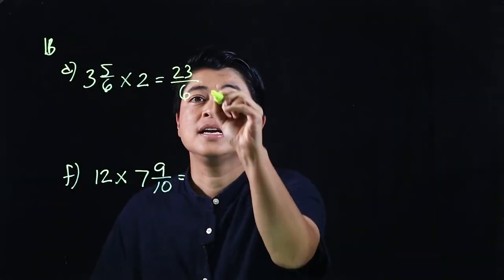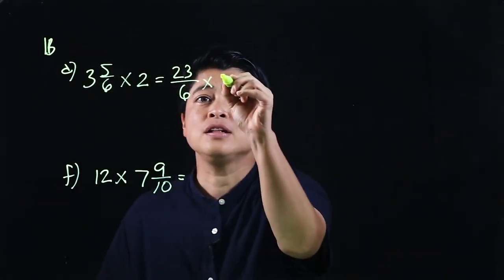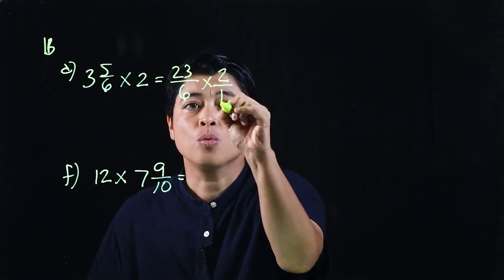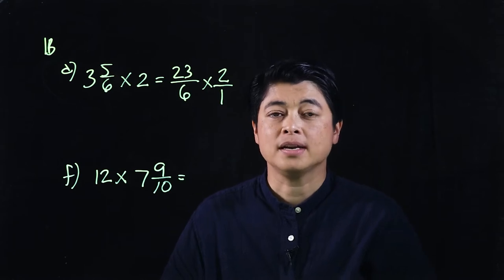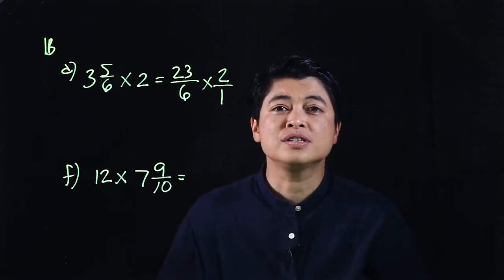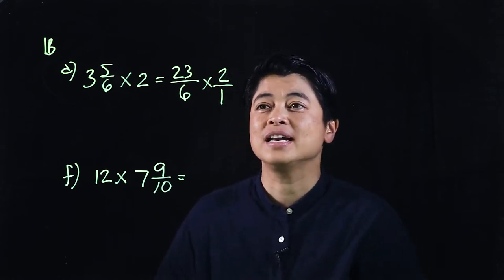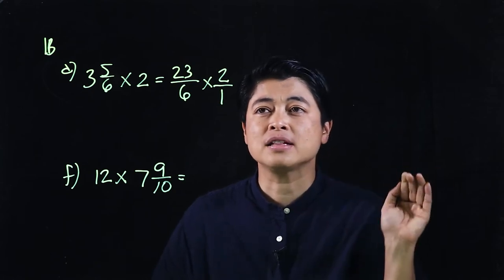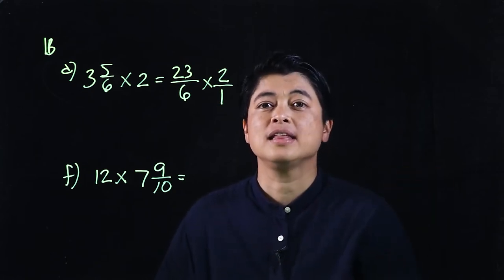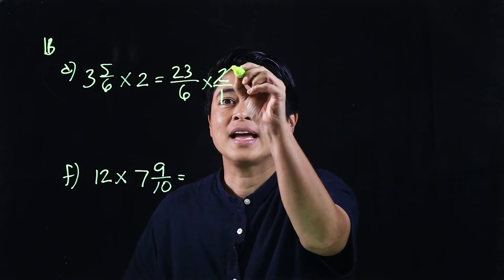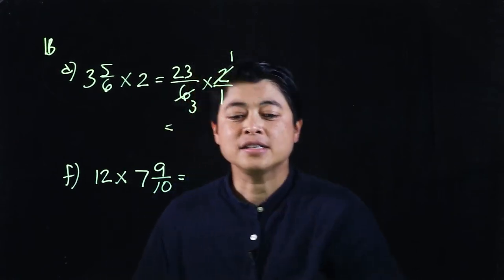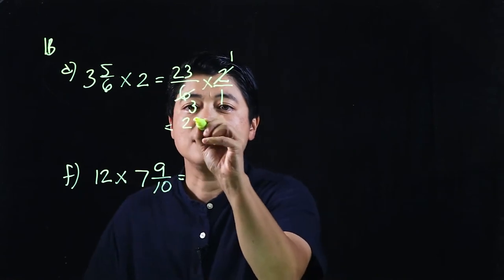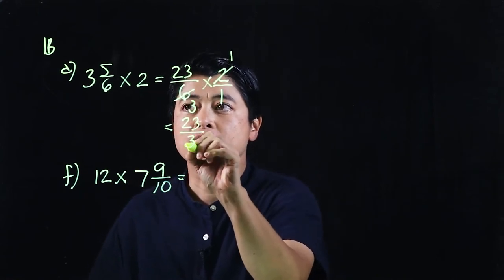over 6. And we're going to multiply that by 2 over 1 because all whole numbers are over 1. So then we use the strategy from the last lesson. Anything in the numerator can cancel with anything in the denominator. So I'll cancel 1 and 3. So our answer should be 23 over 3.